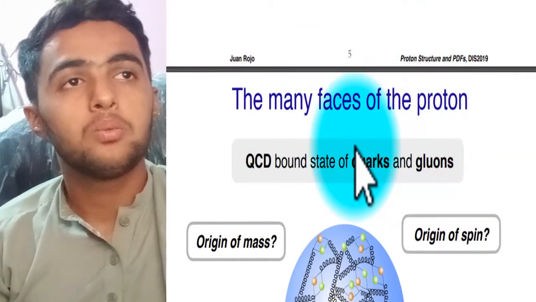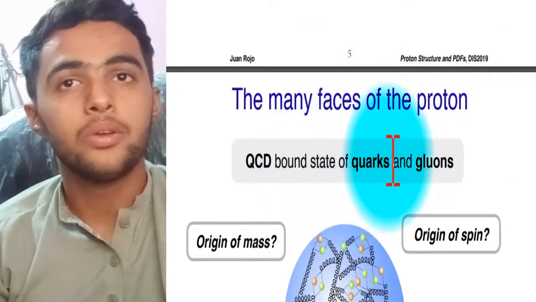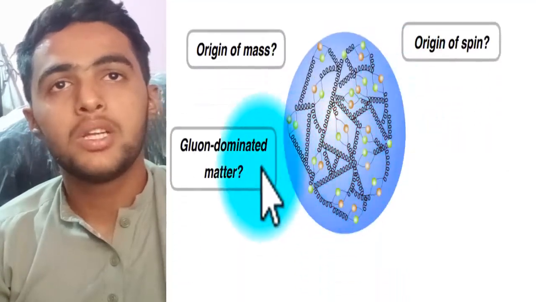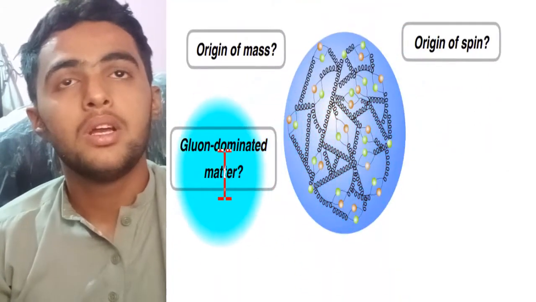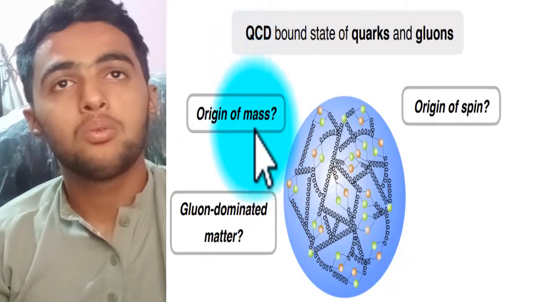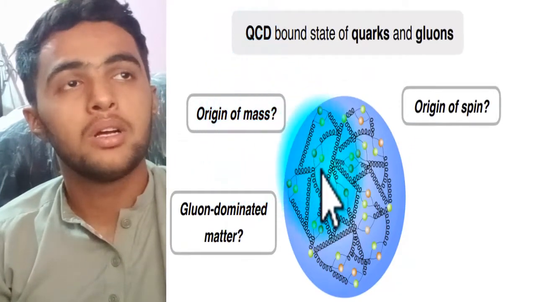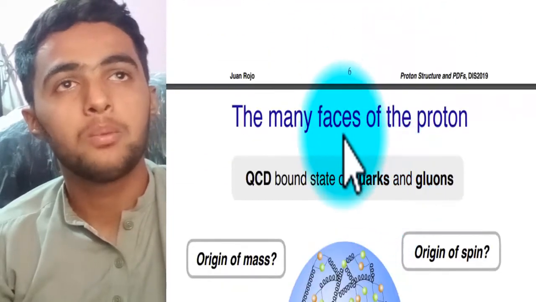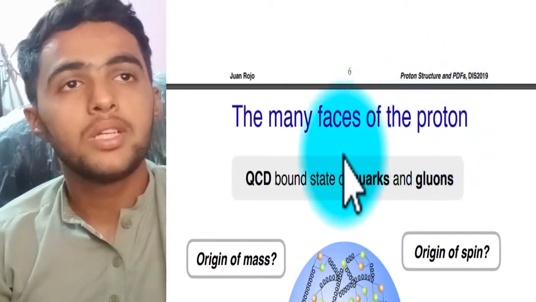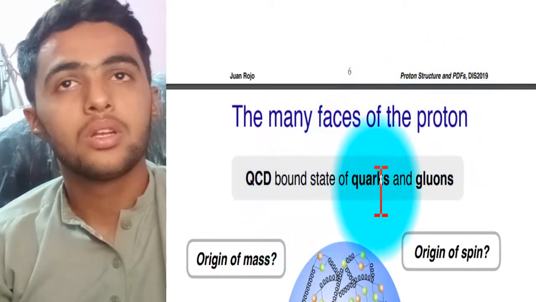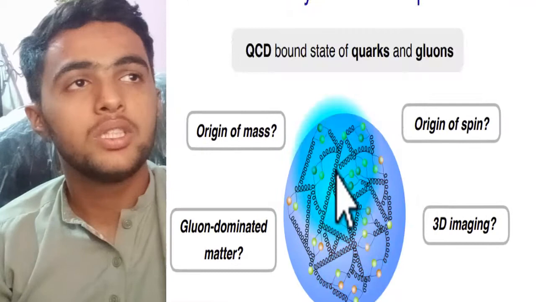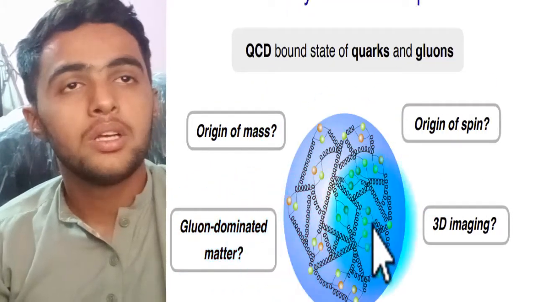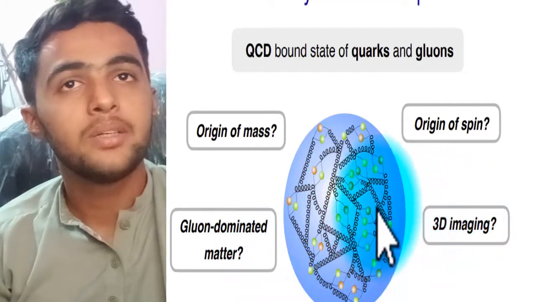The many faces of the proton. QCD, a bound state of quarks and gluons. Origin of mass, origin of spin, gluon-dominated matter. Here we discuss the origin of mass and the origin of spin. After that, the many faces of the proton: QCD bound state of quarks and gluons, origin of mass, origin of spin, gluon-dominated matter, 3D imaging. Here we also have 3D imaging.